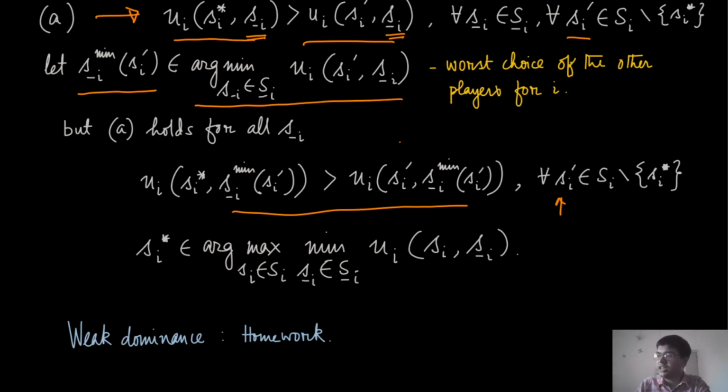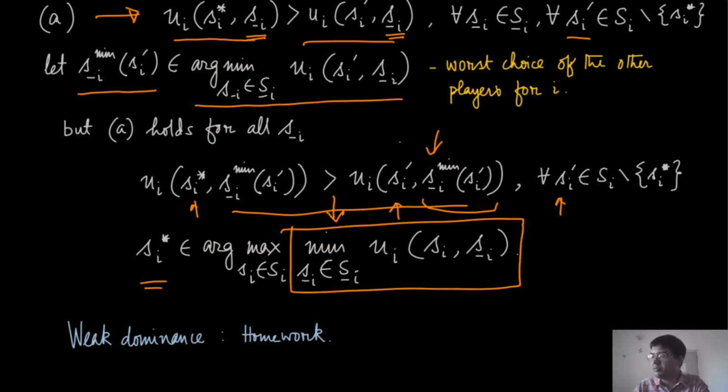Then what can you say from this expression? All that it says is, by definition, s_minus_i min of s_i prime is the one that minimizes the utility for that s_i, and s_i star is essentially maximizing over all the strategies for that agent. So you can write this, using the definition of s_minus_i min and the fact that this inequality holds: s_i star is nothing but the one that maximizes that minimum value. This minimum value is given by the definition of s_minus_i min of s_i prime, and here we are just using a different running variable of s_i, and that maximum will be given by s_i star. So that concludes the proof.